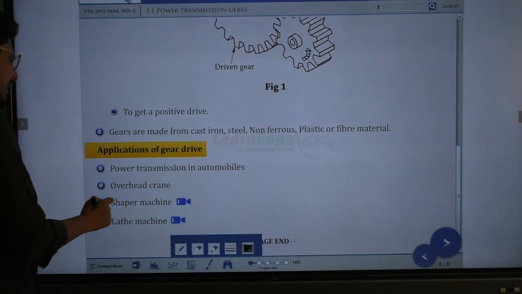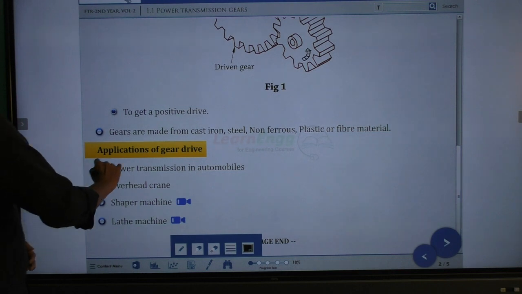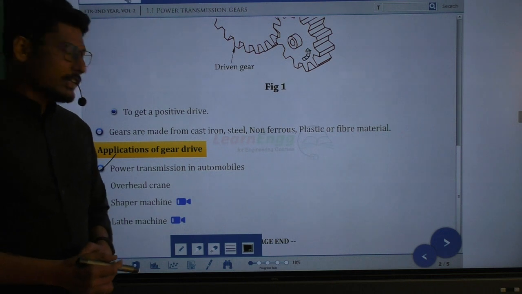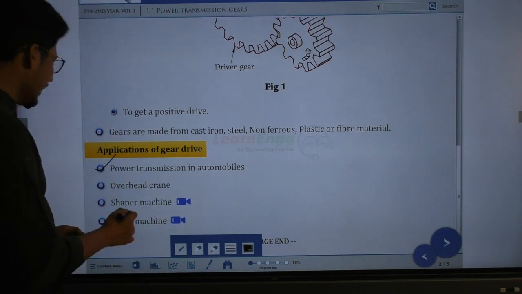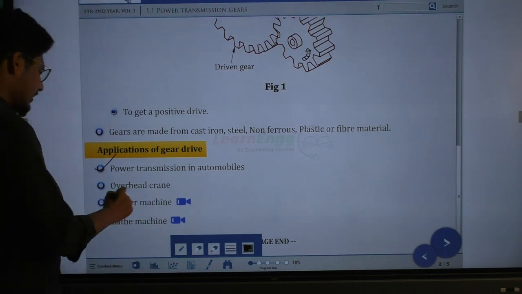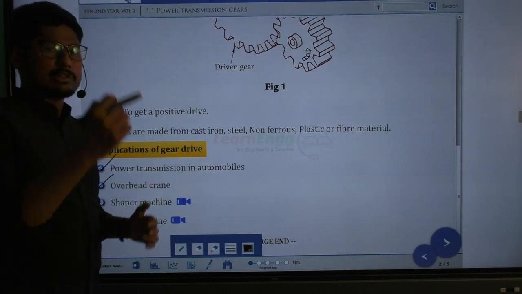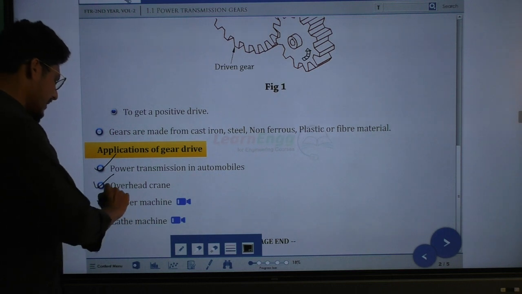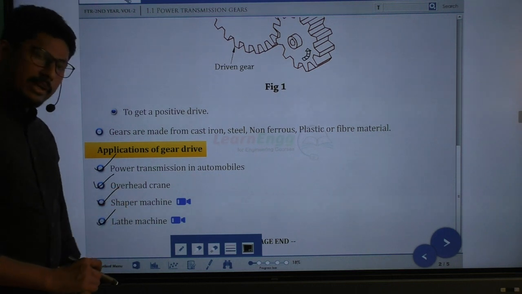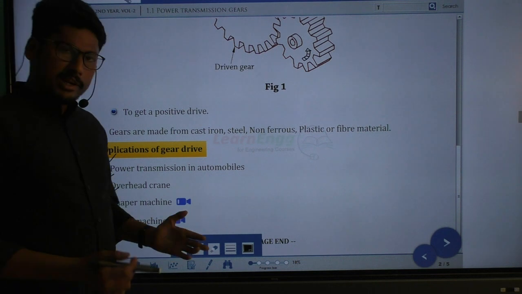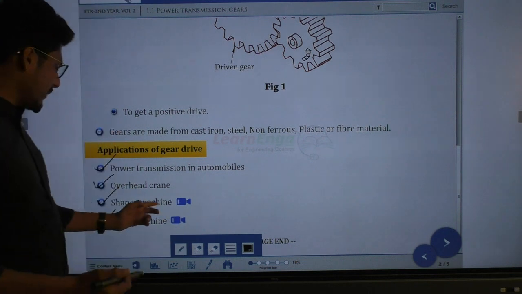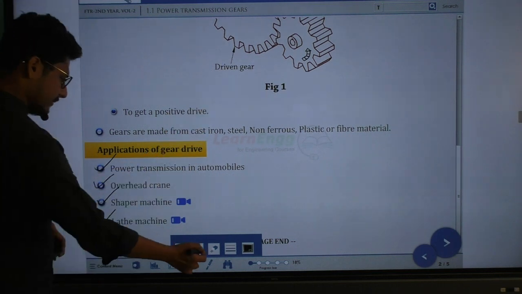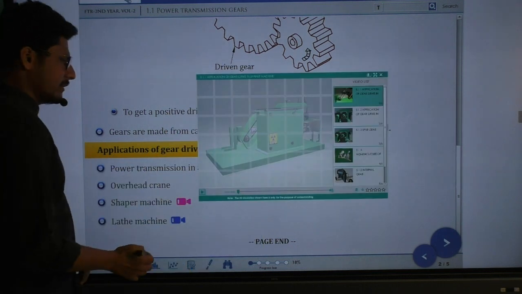So let's come across some important applications of these gear drives in machines. The first one is automobiles. You can see in automobiles we use gears to change the speed. Next, overhead crane. In cranes also we use this type of gears. Next one is the shaper machine. Next one is the lathe machine. And I will show a video of where in the shaper machine and the lathe machine we are using these gears. So let's start this video.